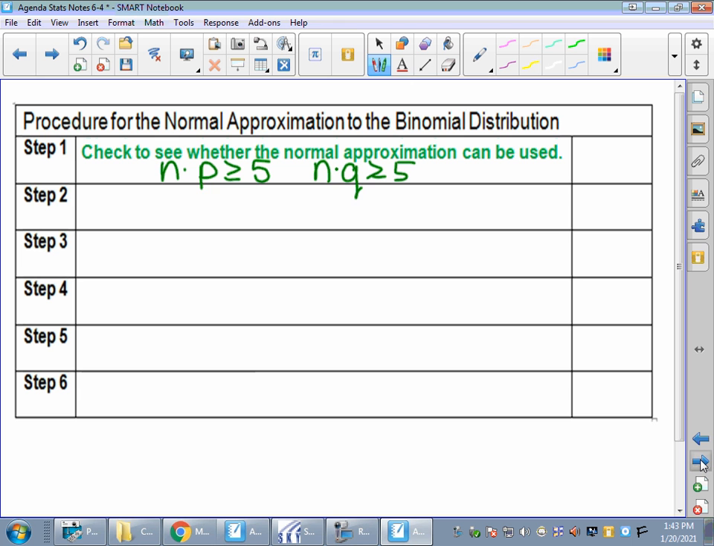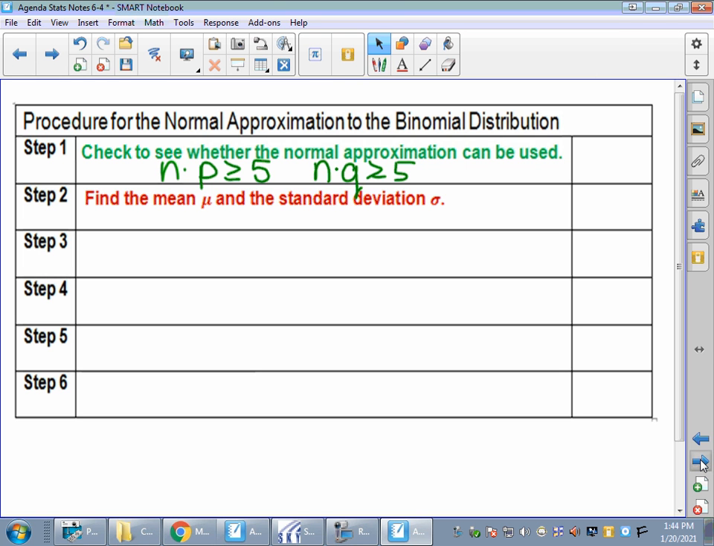It doesn't have to be anything super formal. Do a quick check on your calculator and make sure. We all know that n is our sample size, right? And we all know what p and q is, probability of success and probability of failure. Second step. So if step 1 doesn't happen, stop where you are, it's done. So the second step, find the mean and the standard deviation, which we just said. We already know mu is n times p, right? So you already just checked that to make sure it was greater than 5.